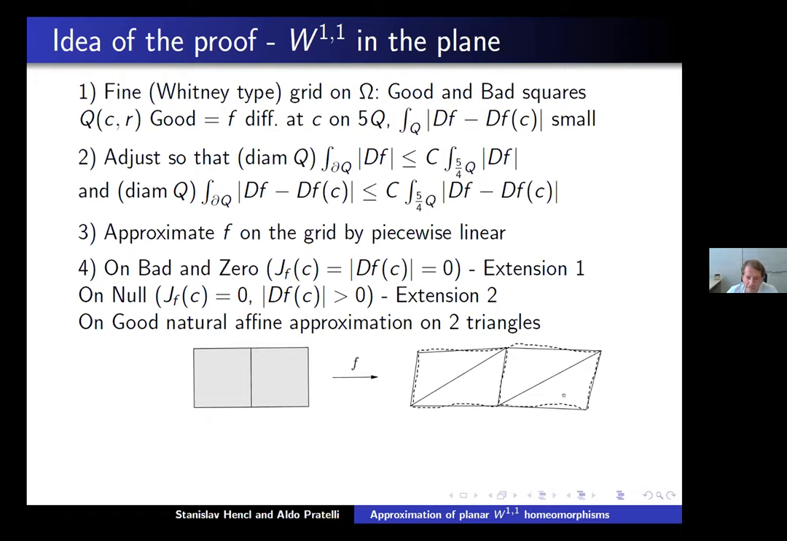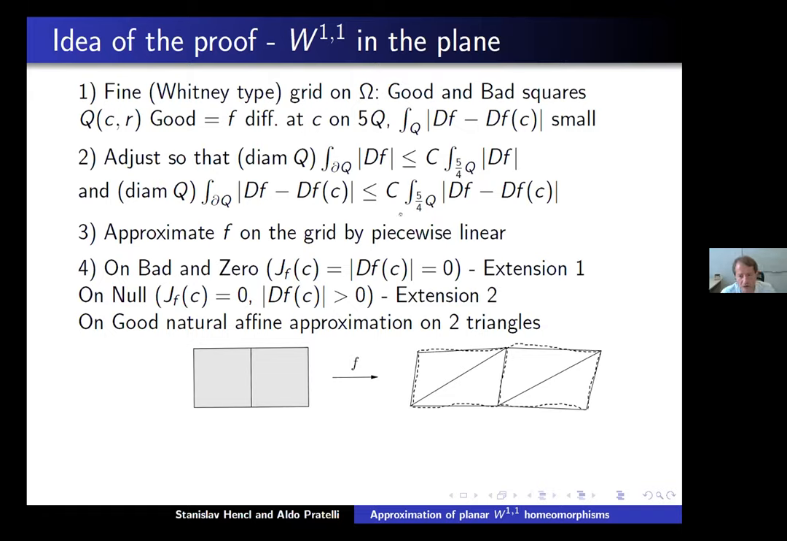Because my mapping is differentiable, the derivative on this triangle is essentially the same as the derivative on the original square. So I'm really close also in the Sobolev manner. This is not the difficult case. The difficult case is the bad squares. There are only a small amount of them, but they are problematic.